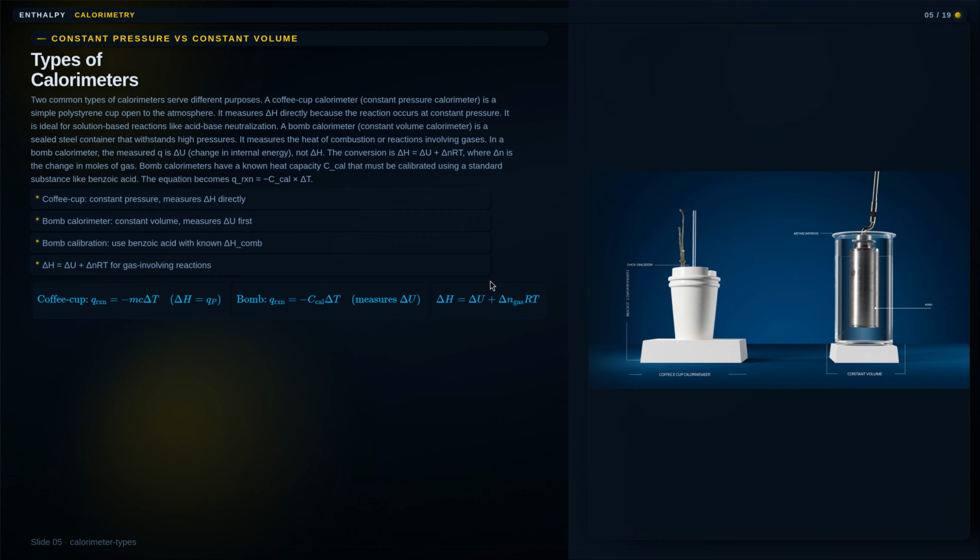A bomb calorimeter, or constant volume calorimeter, is a sealed steel container that withstands high pressures. It measures the heat of combustion or reactions involving gases. In a bomb calorimeter, the measured Q is delta U, the change in internal energy, not delta H. The conversion is delta H equals delta U plus delta nRT, where delta n is the change in moles of gas. Bomb calorimeters have a known heat capacity, Ccal, that must be calibrated using a standard substance like benzoic acid.